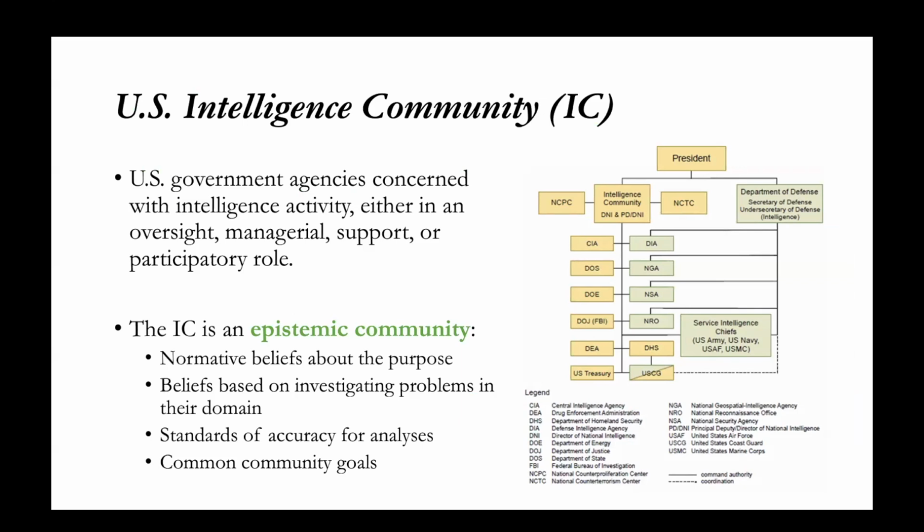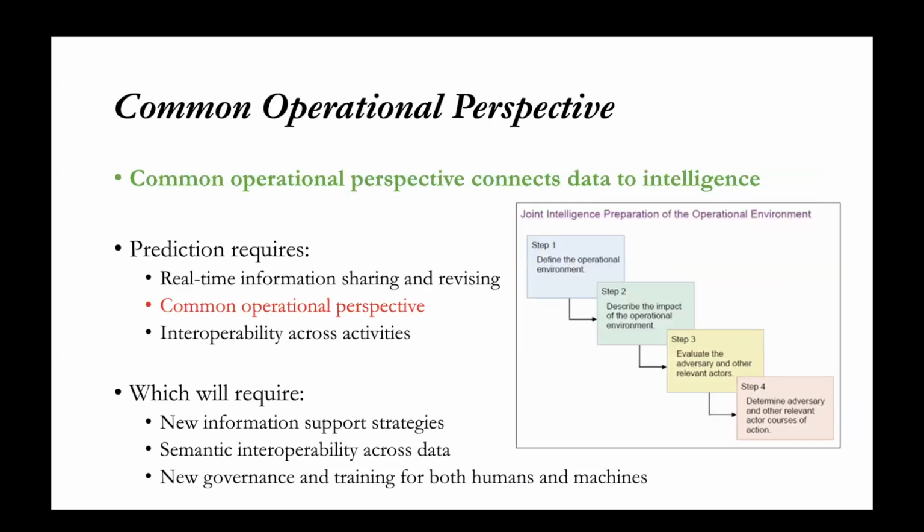The intelligence community is an epistemic community. They have normative beliefs about the purpose, beliefs based on investigating problems in their domain, standards for accuracy and analysis, and a common community set of goals operating under the president. Predicting these massing intelligence failures or fires also requires a common operational perspective.